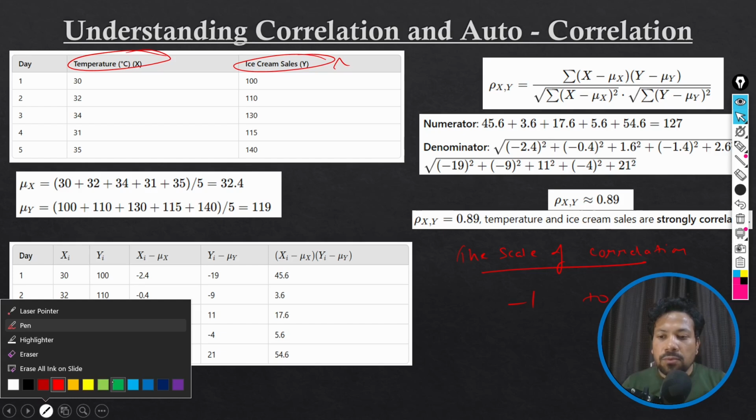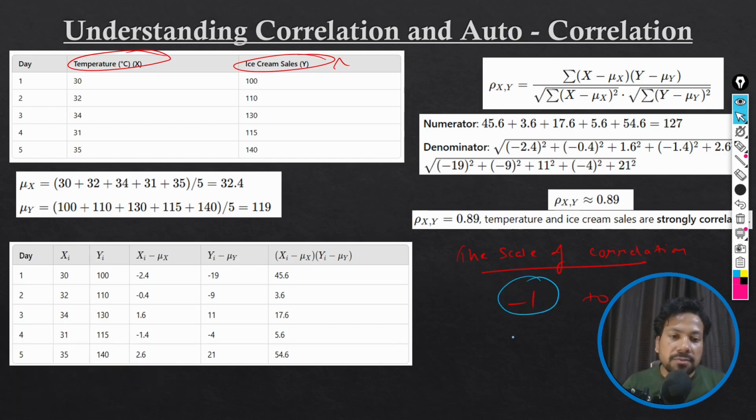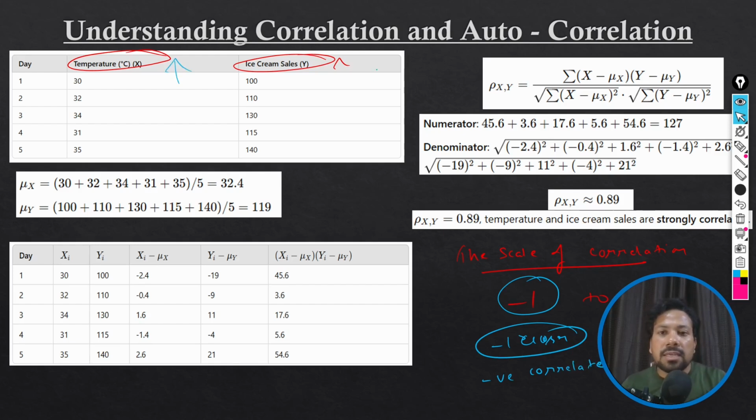If the value comes closer to -1, then we say that it is negatively correlated. Negatively correlated means on increasing the temperature, the ice cream sales will decrease. So negative correlation simply means on increasing one variable, the other variable will decrease. But if the correlation comes closer to +1, then we will say that it is positively correlated, which simply means on increasing the temperature, the ice cream sales will also increase.